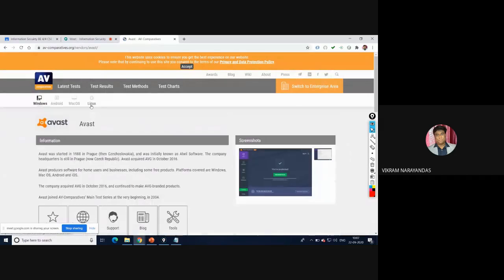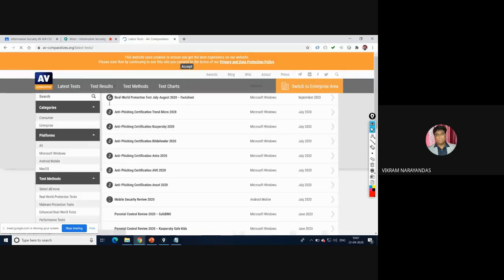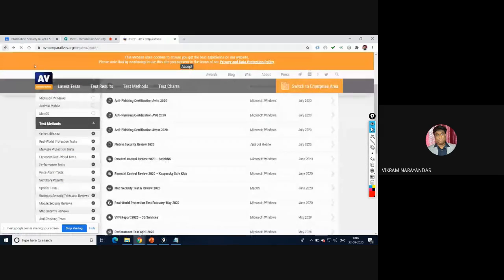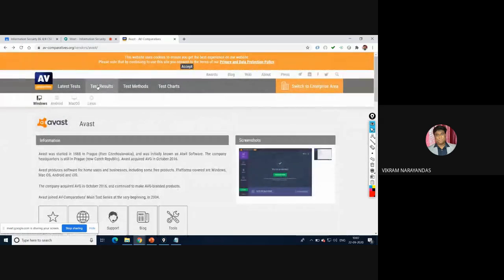If you click on any antivirus, you can check how they are working. Check the lab test results, the test methods, and the test charts on these websites. Then choose any antivirus.